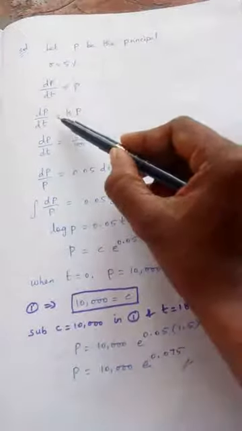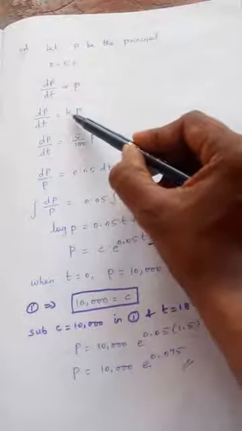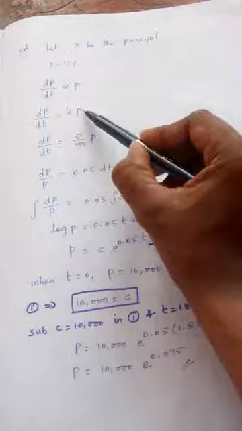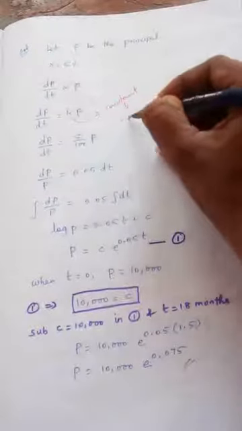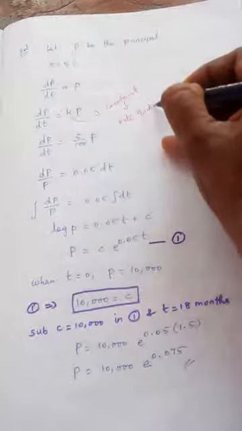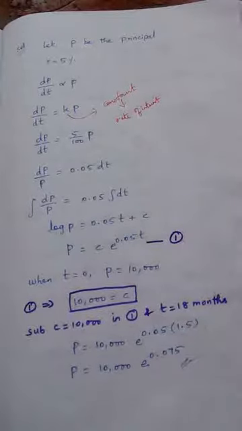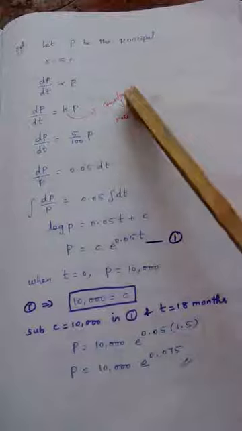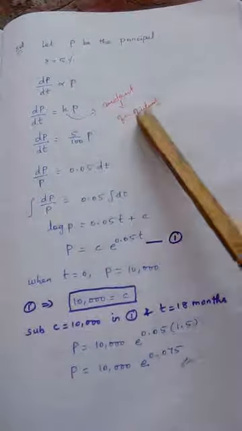Again, proportional, putting the equal to symbol. Proportional can be converted to an equation by multiplying a constant k into P. Now, what is this k? This k is nothing but a constant. In this sum, it is nothing but the rate of interest. Because even if you deposit for 2 years or 10 years, the rate of interest at the time of deposit will remain constant throughout. So the constant k in this problem should be taken as the rate of interest.